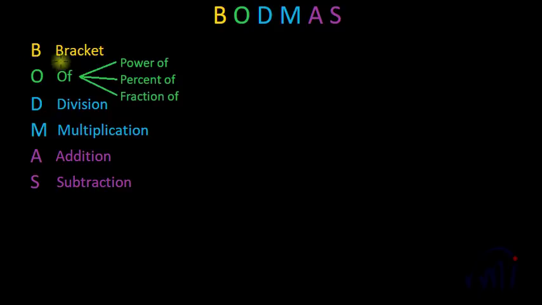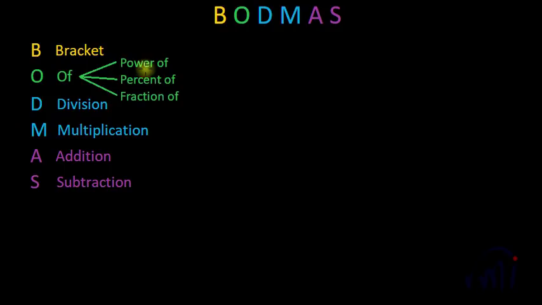This is B for bracket, O for of, D for division, M for multiplication, A for addition, and S for subtraction. So if you have an expression which has multiple operations to be done, then you have to prioritize those operations in this order. First you have to solve bracket, then you have to solve of, then you can perform division and multiplication at the same time. After that you have to perform addition and subtraction, and this addition and subtraction also you can perform simultaneously.